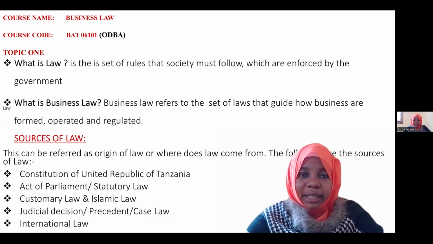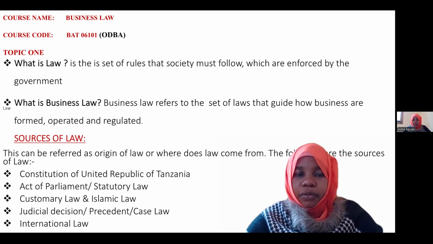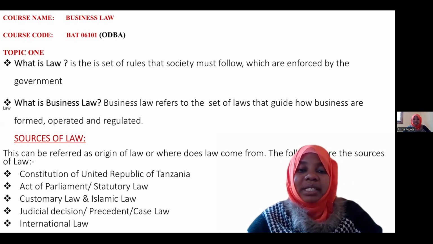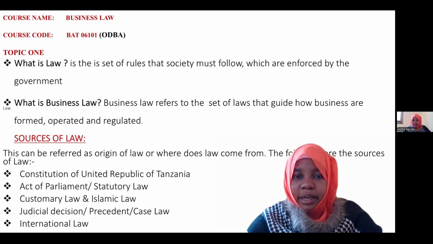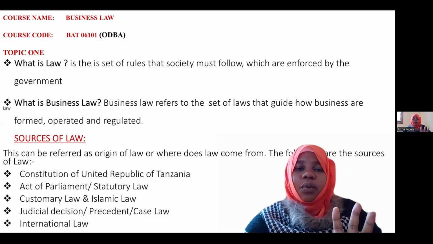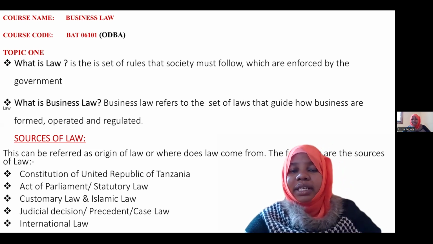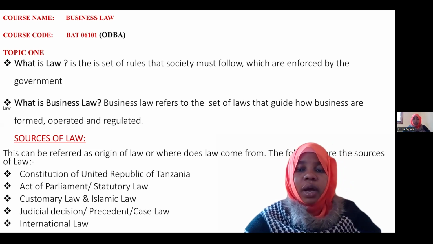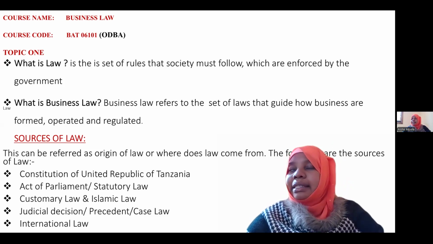On the other hand, what is business law then? Since the word business is here, when you want to define business law, it refers to the set of laws that guide how businesses are formed, operated, and regulated. That is all. So apart from knowing the meaning of law and the meaning of business law, let us now see the sources of law.